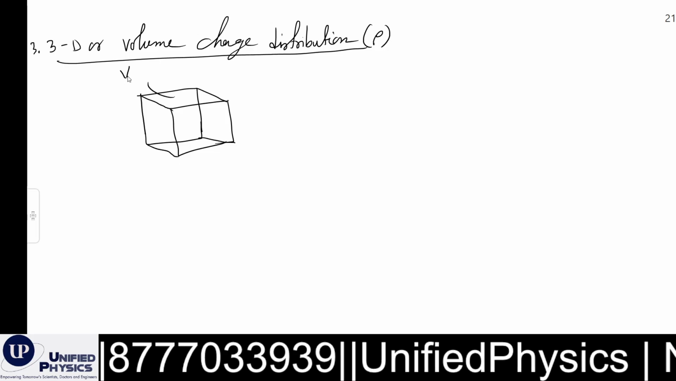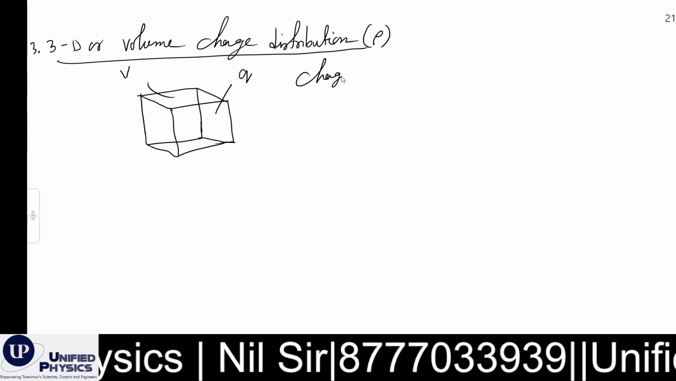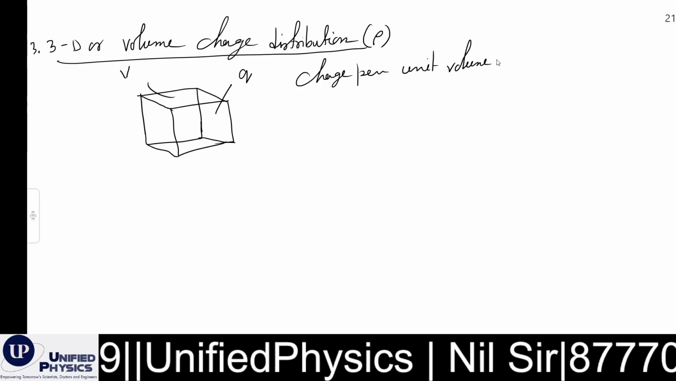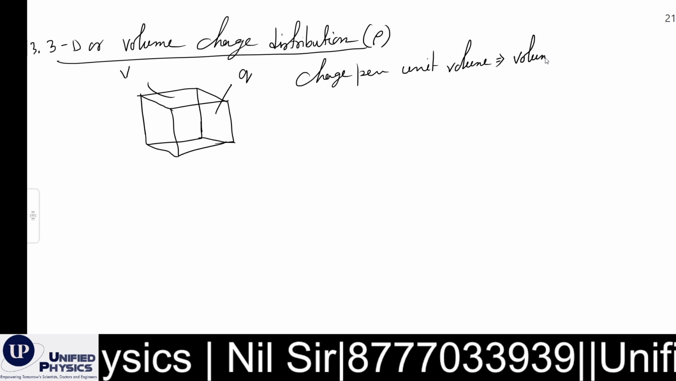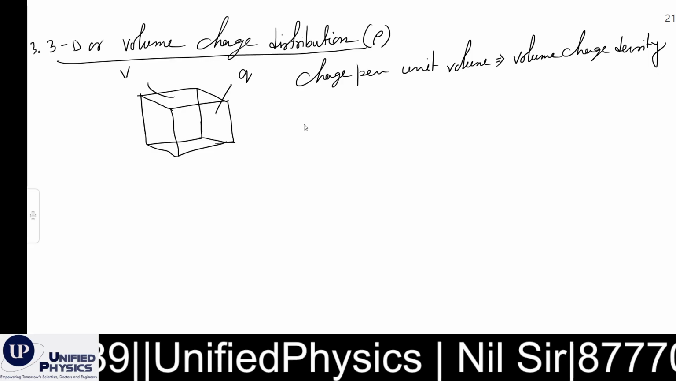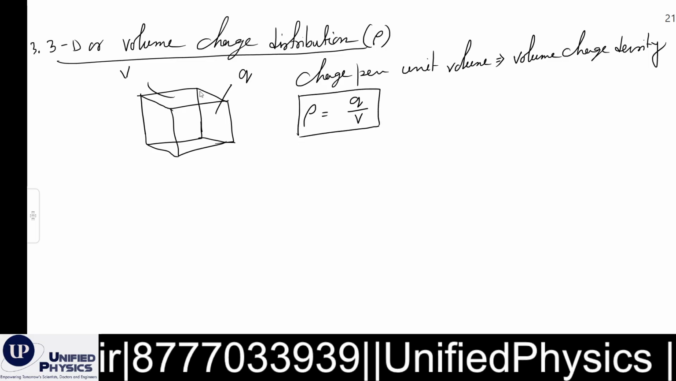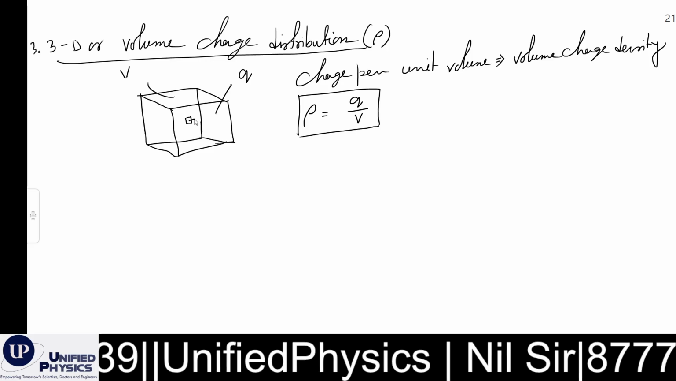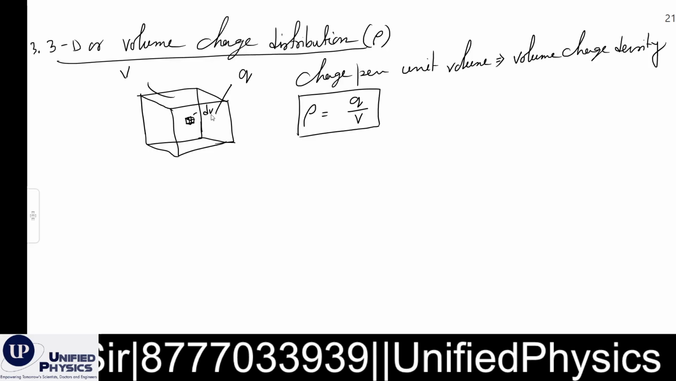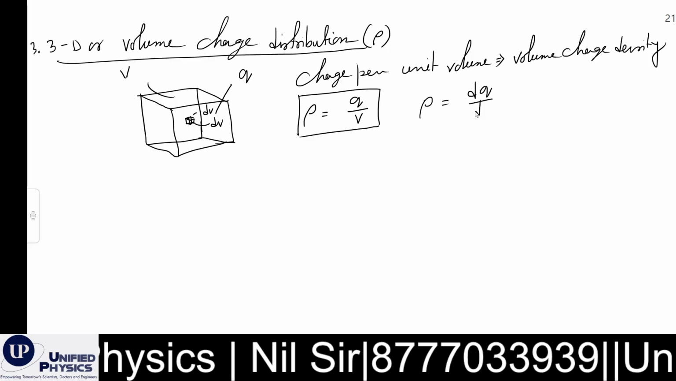Say this volume is V and charge here is Q, and charge per unit volume is charge density, and this is denoted by Q by V. Or we can take a small volume here. Let us consider this volume is dV and charge here is dQ, then we can also define this as dQ by dV.